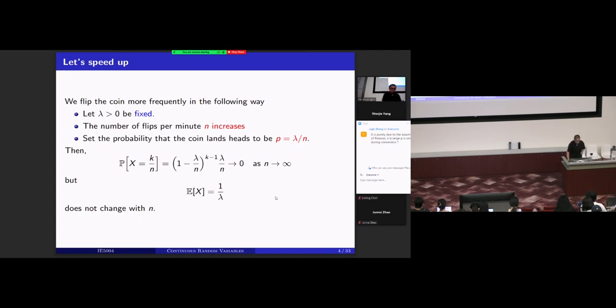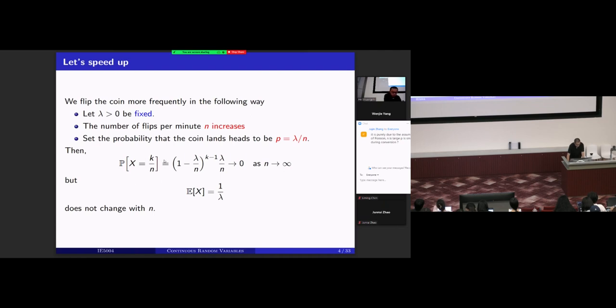So again, x is the time until we see the first heads, right? As we discussed just now, it can take value k over n, for fixed n. And the probability of that is just this one. It's just a geometric distribution, right? However, here we know that this lambda is a fixed number. If we let n go to infinity, let's see what will happen.